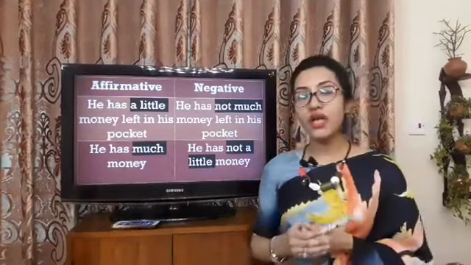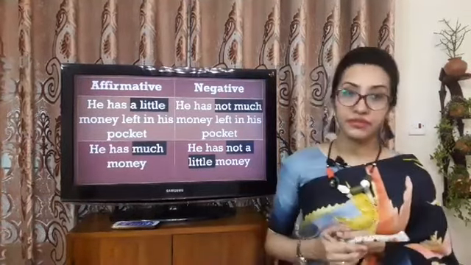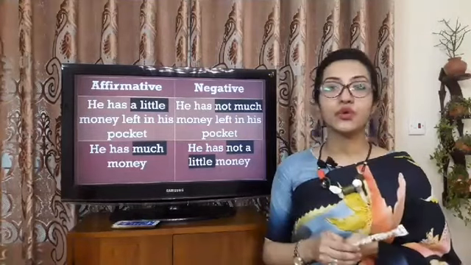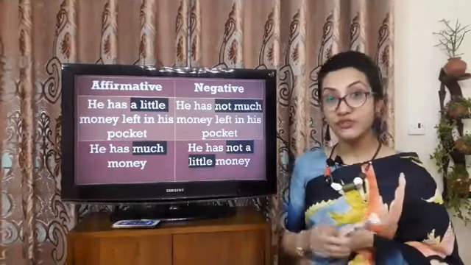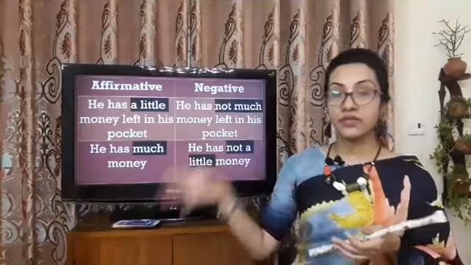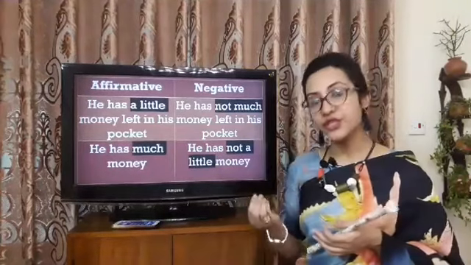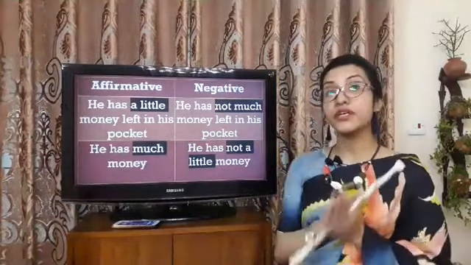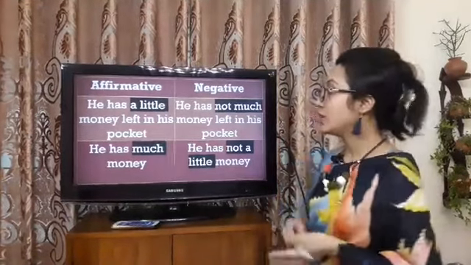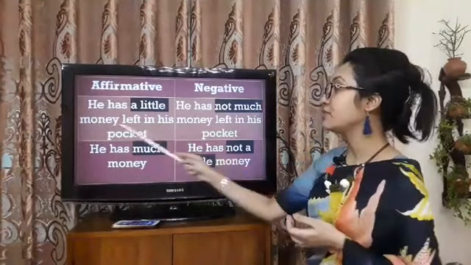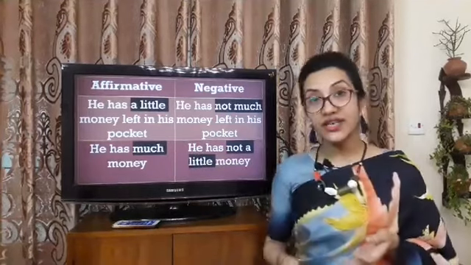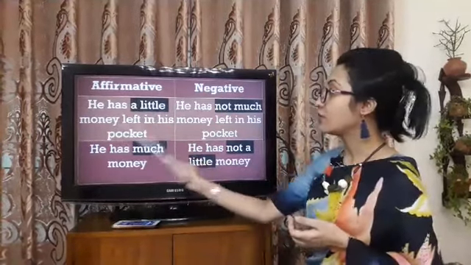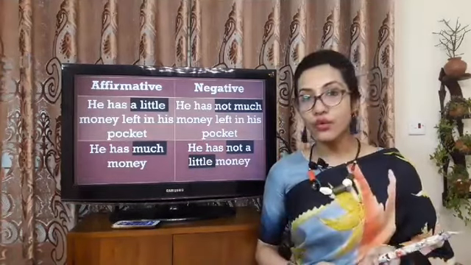Now the next one, what if we have an uncountable noun? In case of uncountable nouns, the adjectives are also going to change. The adjectives vary from countable to uncountable. তো আমরা সব অ্যাডজেক্টিভ কিন্তু countable এর সাথে বা uncountable এর সাথে ইউজ করতে পারি না. There are particular adjectives for that. So, he has a little money left in his pocket. In this example, we have the adjective a little with the uncountable noun money.